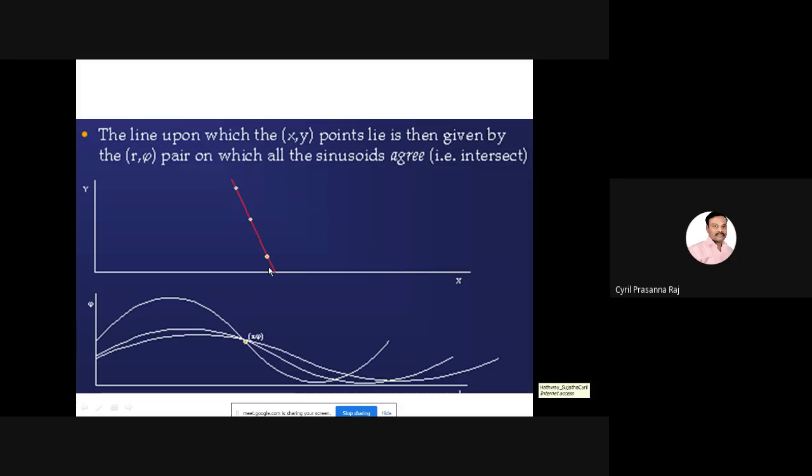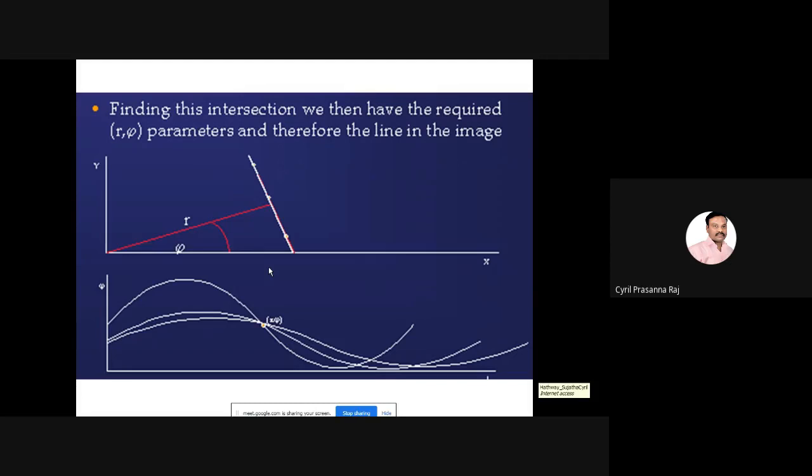Now let us understand this in another different way. Let us see this process now.